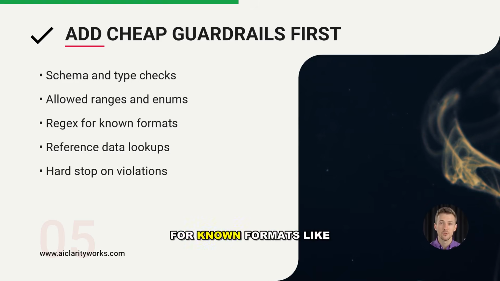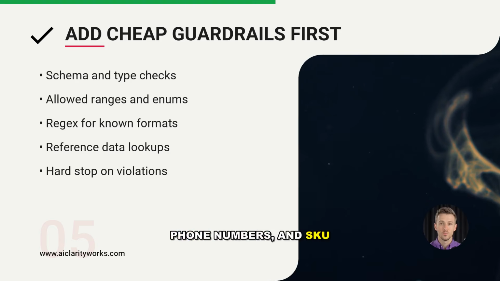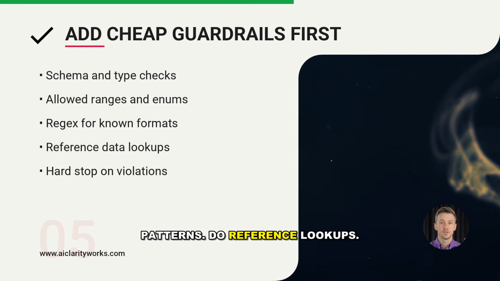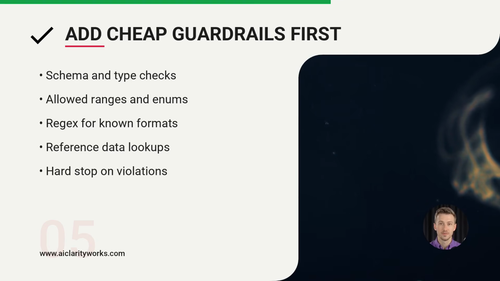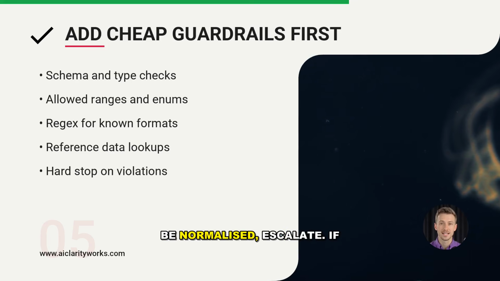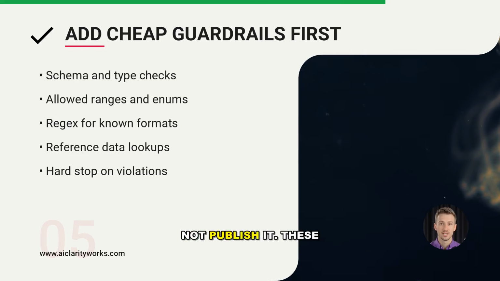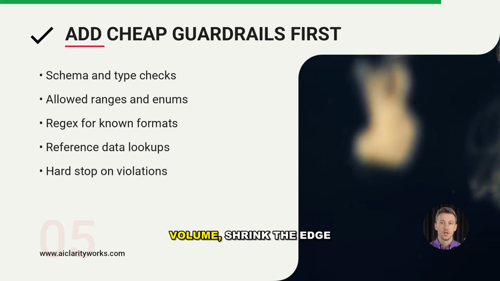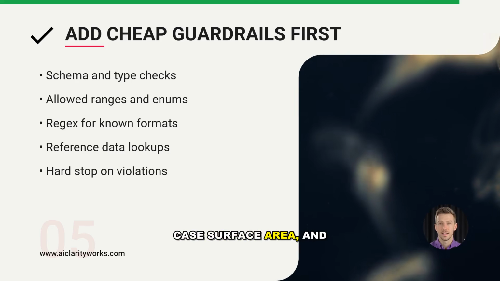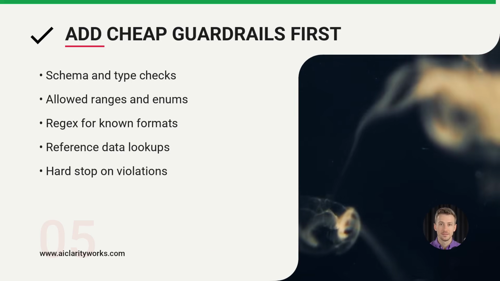Use regex for known formats like tax IDs, IBANs, phone numbers, and SKU patterns. Do reference lookups. If a vendor ID does not exist, stop. If the address cannot be normalized, escalate. If the product is not in your catalog, do not publish it. These rules are not anti-AI. They are seatbelts. They cut the ticket volume, shrink the edge case surface area, and turn a messy stream into something you can measure and trust.